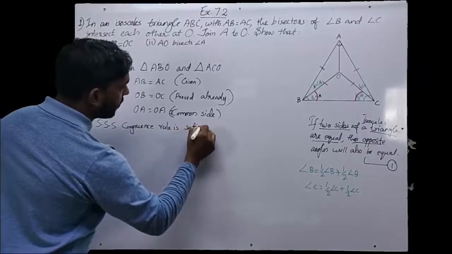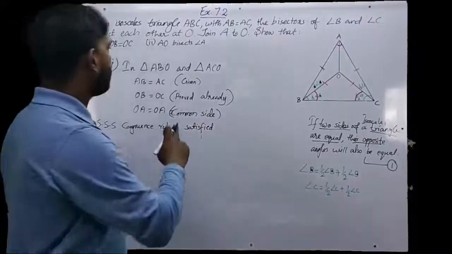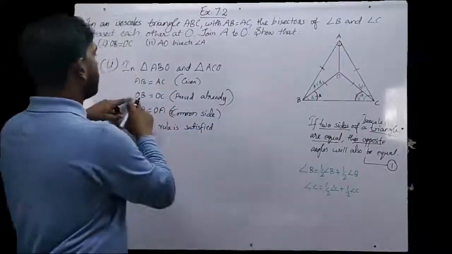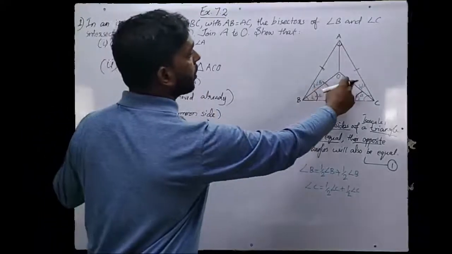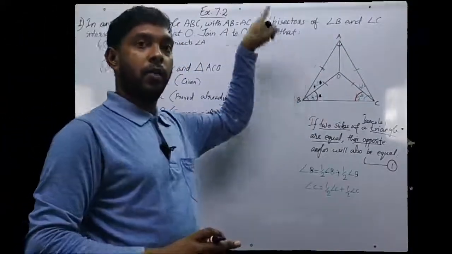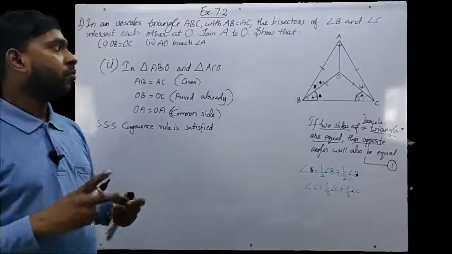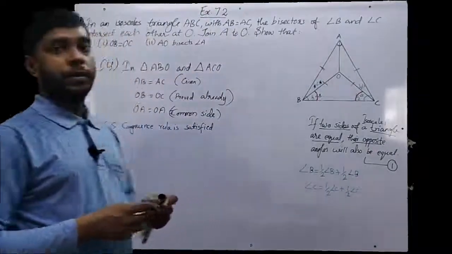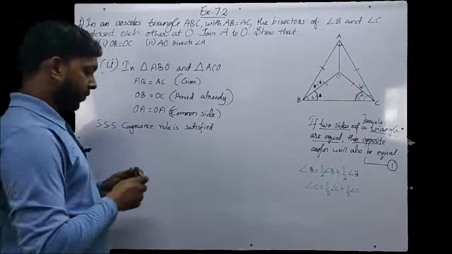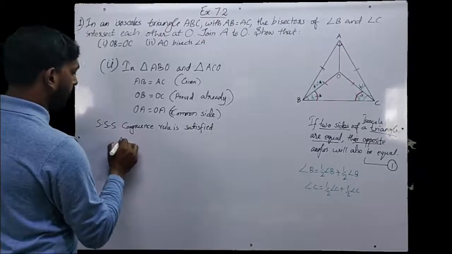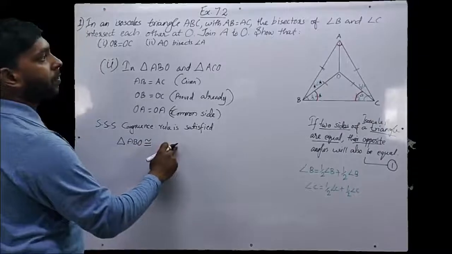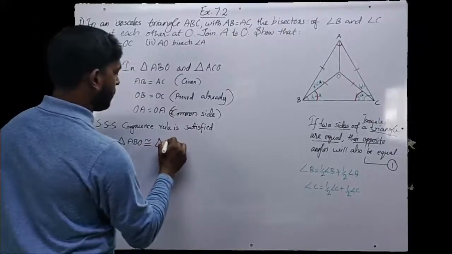How is it satisfied? Let me explain it. Looking at here, the side AB is equal to its corresponding side AC, and OB is equal to the corresponding side OC. Also OA is equal to OA. That means the three sides of this triangle are equal to the corresponding sides of another triangle ACO. Therefore, side congruence rule is satisfied. Hence, we can say that triangle ABO is congruent to triangle ACO. So we have proved.